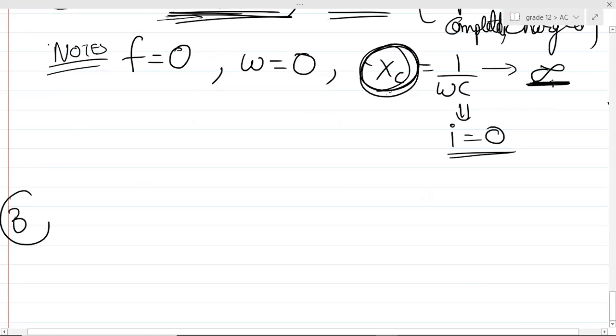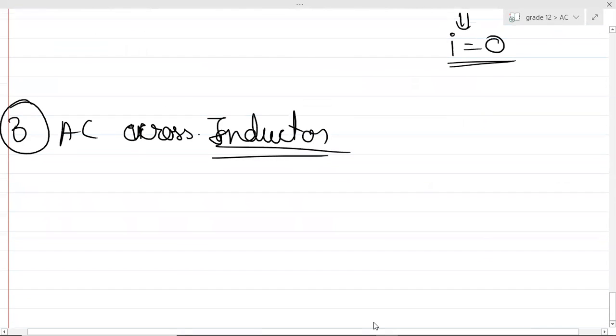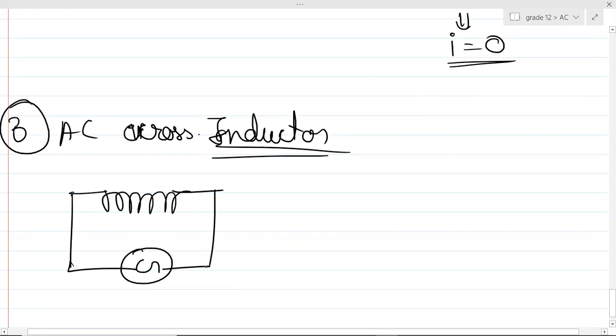Now last is basically AC across an inductor. Now let's talk about AC across an inductor. Now I have an inductor, and let's say I have connected it across an AC source. So E is equal to E naught sin omega t, right?